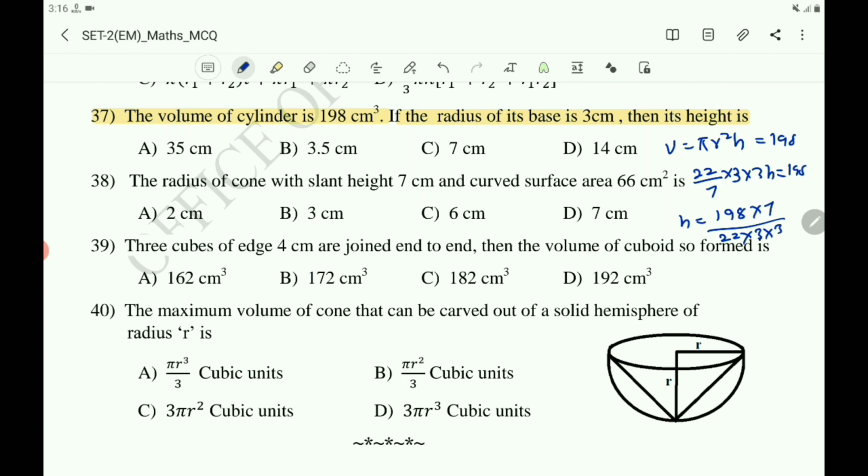Then you will get: 3 times 3 is 9, and 9 twos are 18, and 22 can be cancelled with 22. So what is remaining? 7. So h equals 7 centimeter. Note down the answer, option D.